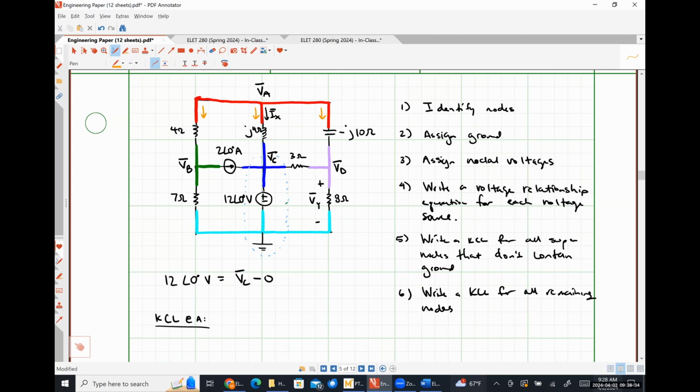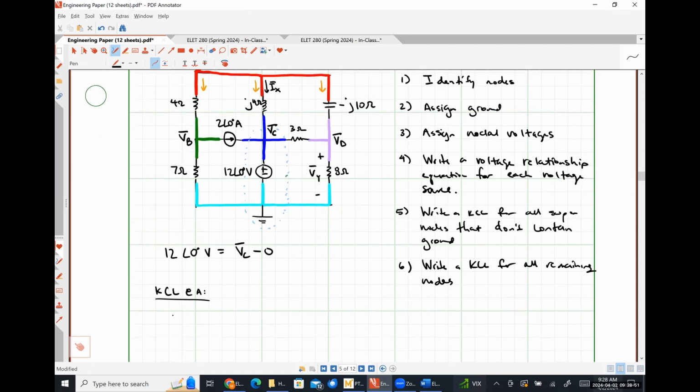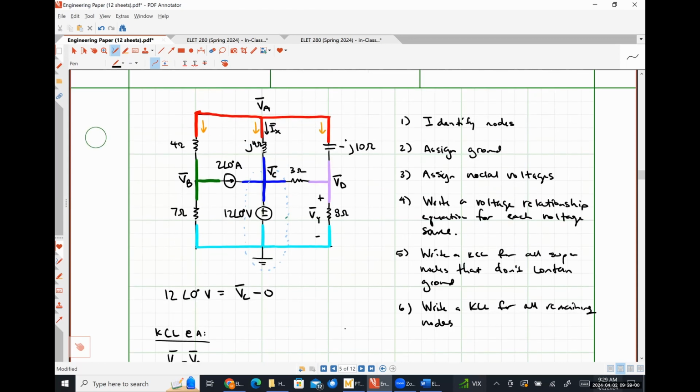So what's the current flowing down through the 4 ohm resistor going to look like? I disagree, because it's not flowing to ground. So VA minus VB over 4 ohms. Absolutely right. So just to remind you guys, the node where the current starts minus the node the current is flowing to, divided by the impedance, okay? Anytime we have an impedance, that's the rule.